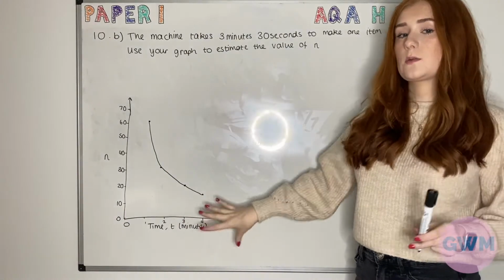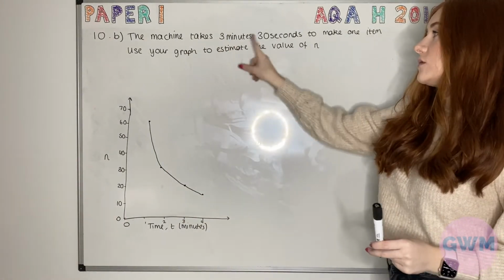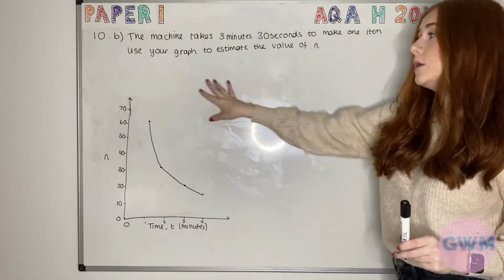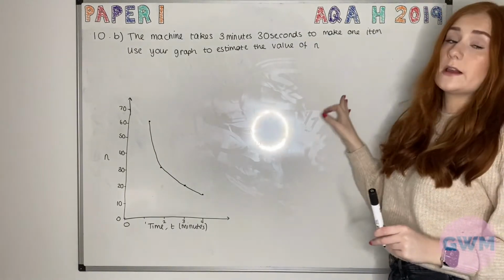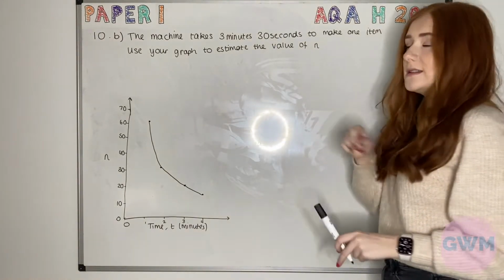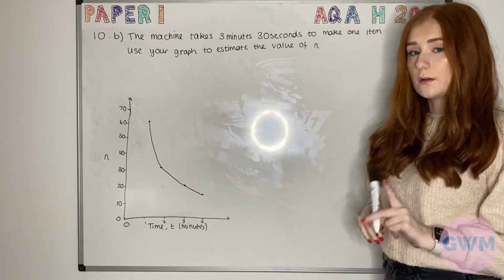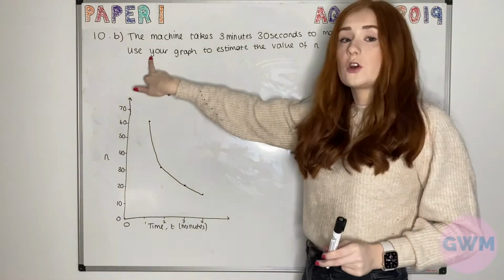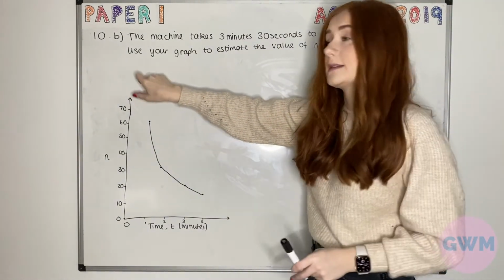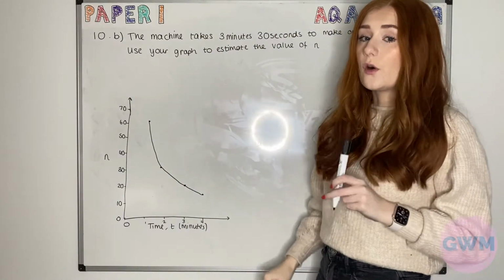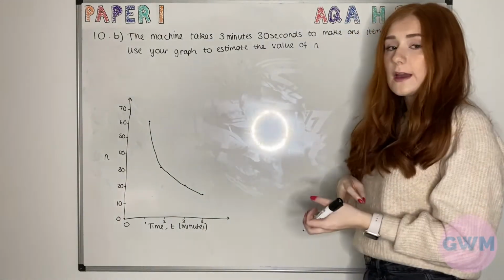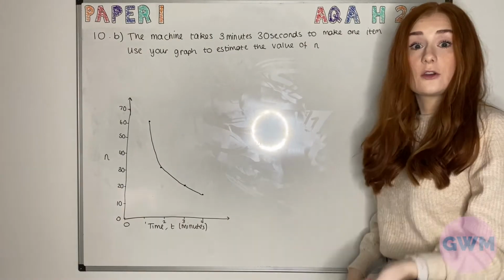I've left the graph here because we're going to need it. So the machine takes 3 minutes and 30 seconds to make one item. Use your graph to estimate the value of n. Now you'll see this one's worth 2 marks, but it's only giving you 1 line. And also, use your graph is shown in bold. That means that it's going to look at your graph for that extra mark. So you're going to get 1 mark for your answer and another mark for using your graph and showing evidence of that.